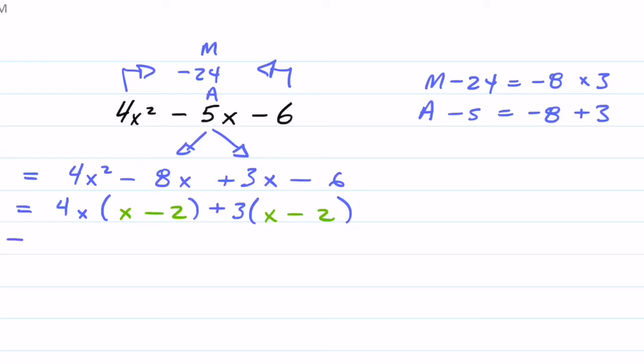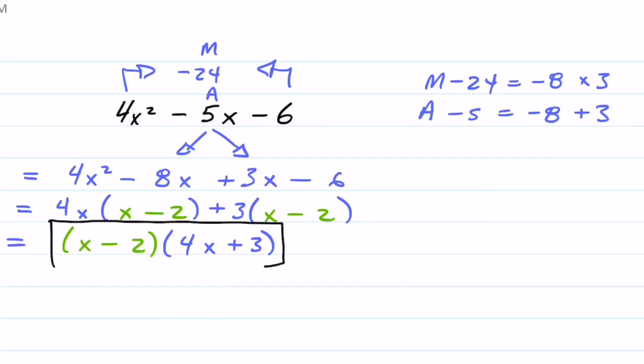Now we'll factor out that common binomial factor, which is the x minus 2. So you're pulling both those x minus 2's out in front, and then we're left with just what's in front of both of them. So the other set of brackets is 4x plus 3. If you want to check this solution, just FOIL it out and you'll get 4x squared minus 5x minus 6. So that's decomposition.